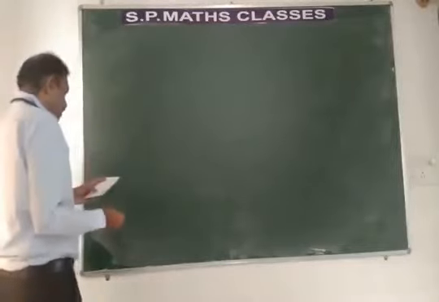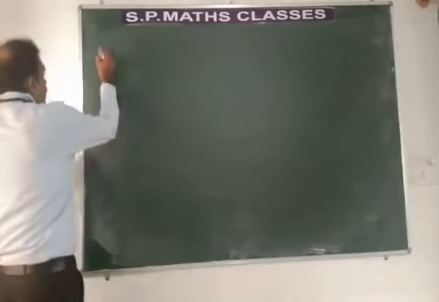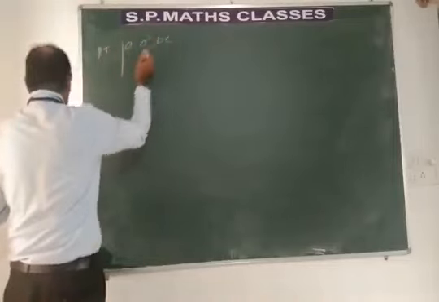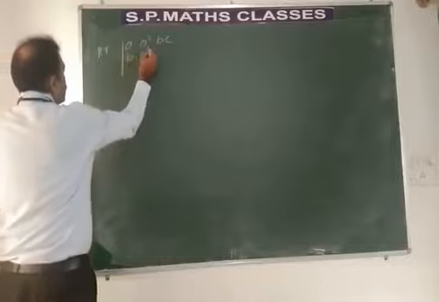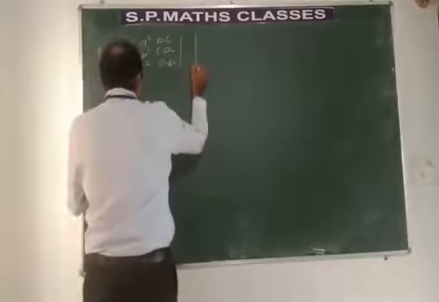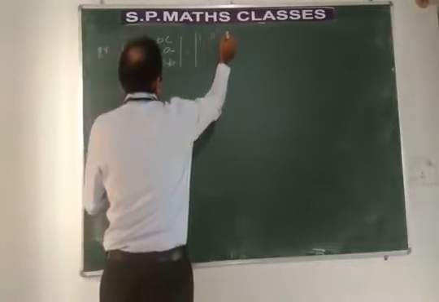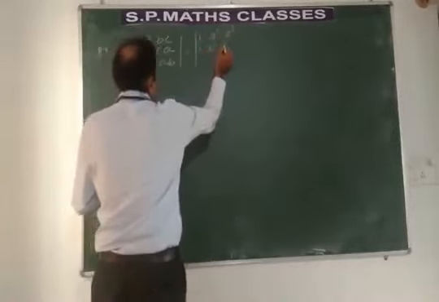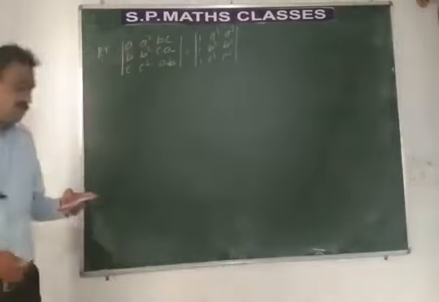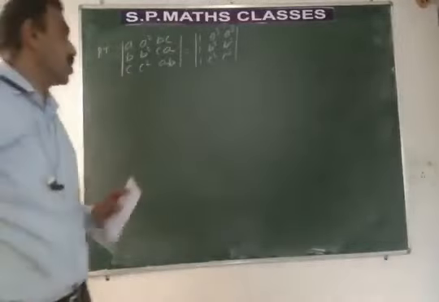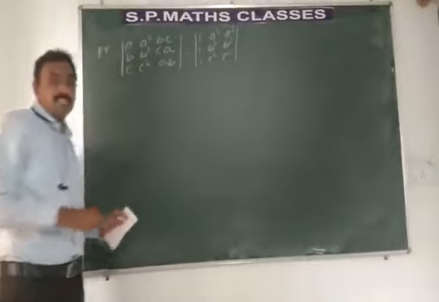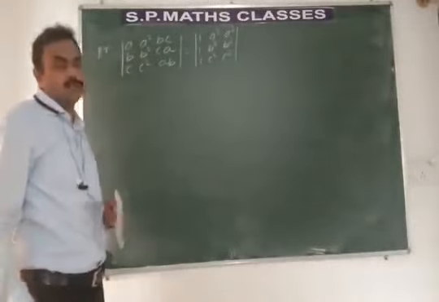Now, it is given, prove that the determinant A square, BC; B square, CA; C square, AB is equal to the determinant 1, A square, A cube; 1, B square, B cube; 1, C square, C cube. You have to prove it without expansion. We are not supposed to expand the determinant, expand the RHS and LHS separately and equate them. We are not supposed to do it.